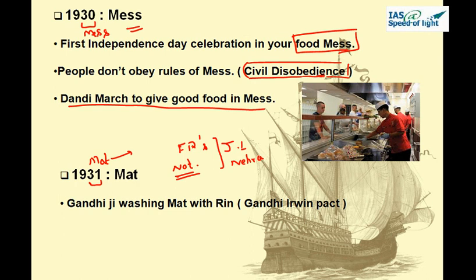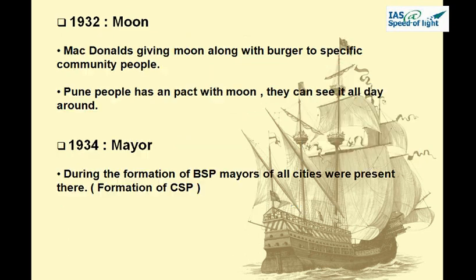This year we also see Gandhiji washing his mat with Rin. Okay, Gandhi Irwin Pact. Gandhiji washing his mat. See a picture where Gandhiji is washing his mat. It has become very dirty, so he's washing his mat with Rin. So Gandhi Irwin Pact also we see in 1931. Coming to the next year, which is 1932.